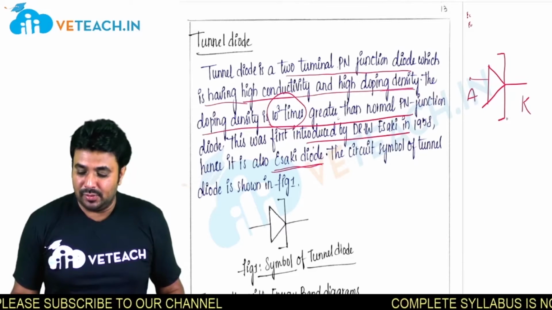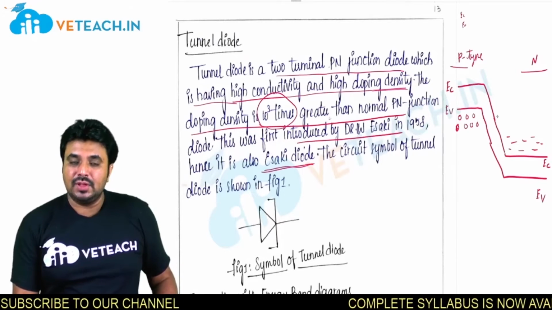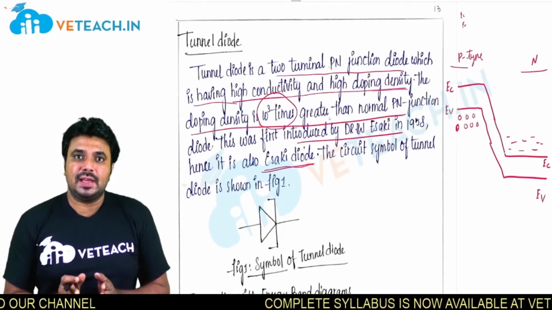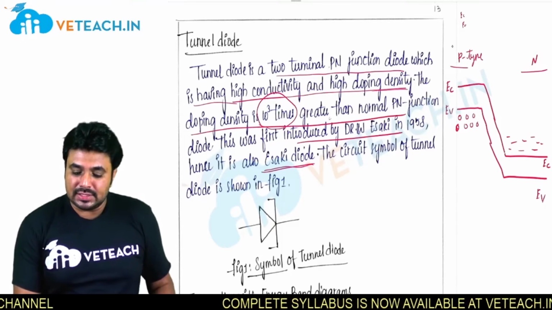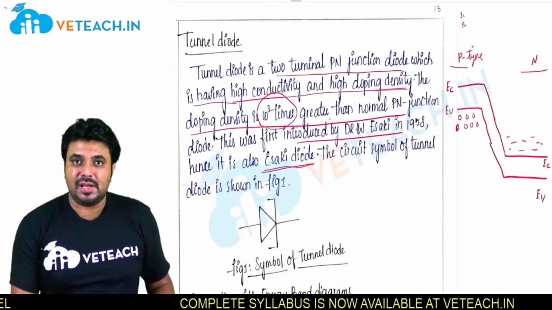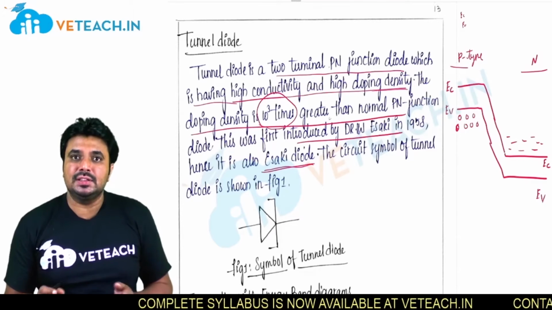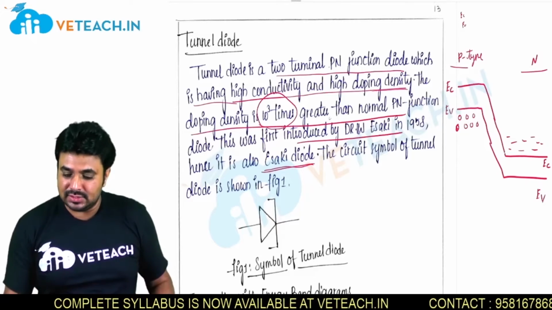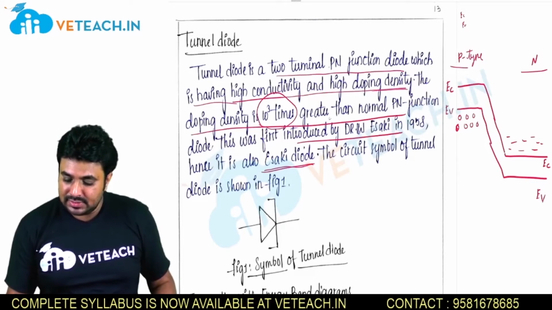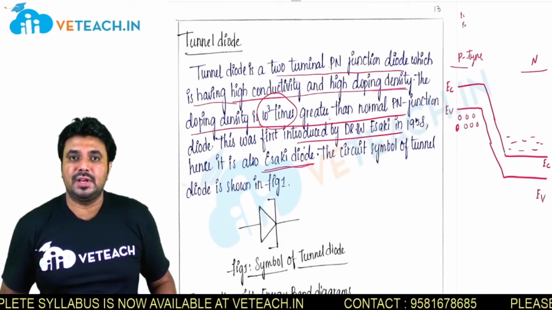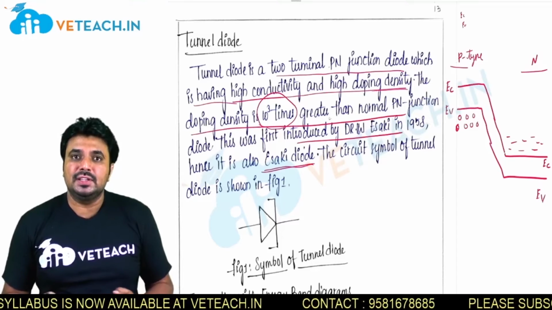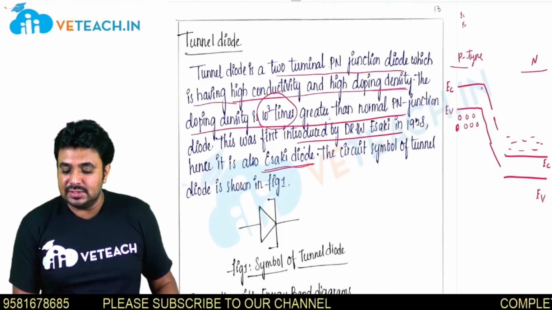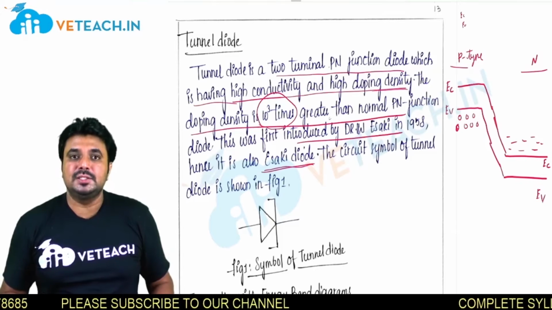Now you can see the energy band of the PN junction diode. In the P-type semiconductor material, the majority carriers are the holes, and this is the energy band diagram of the P-type semiconductor material. In the N-type semiconductor material, the majority charge carriers are the electrons, and this is the energy band diagram of the N-type semiconductor material. If you take both together, this is the junction, and at the junction it will be like this. So finally this is the PN junction energy band diagram.